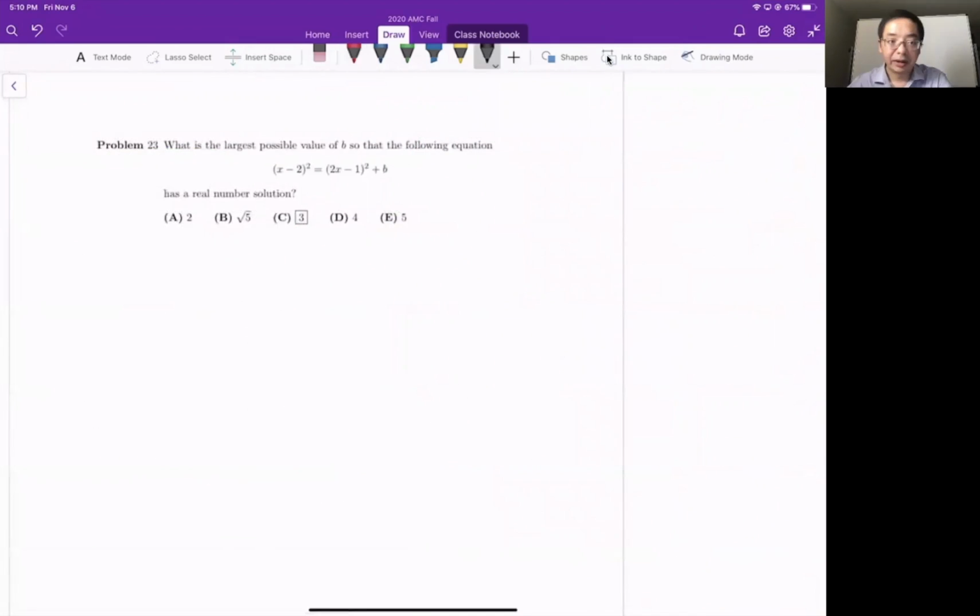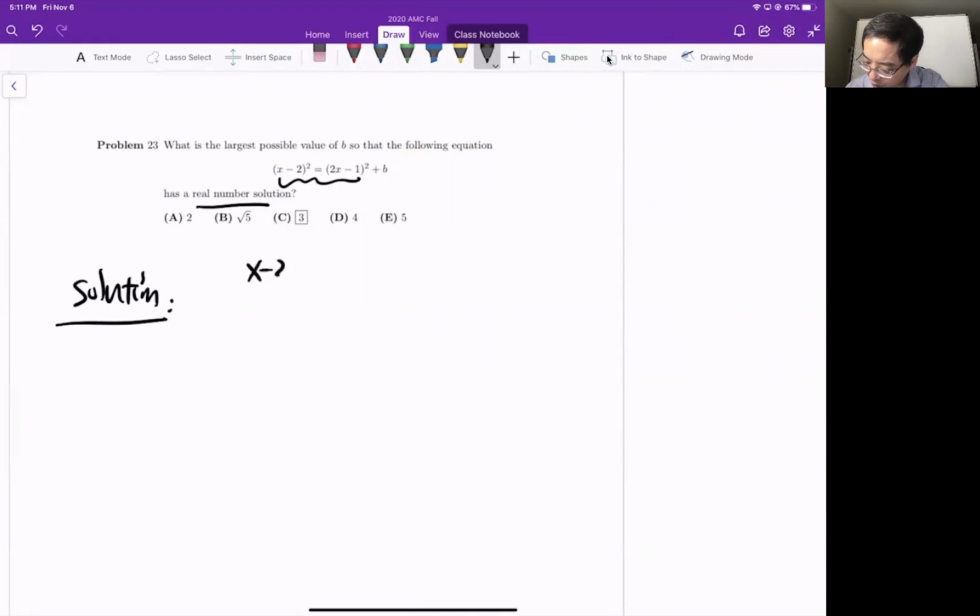Problem number 23. Here we have a quadratic equation. So the right-hand side and left-hand side both are quadratic functions. We need to find the largest possible value of B so that this equation has a real number solution. What do we do? Let's write it out. So for both sides, let's write it out.